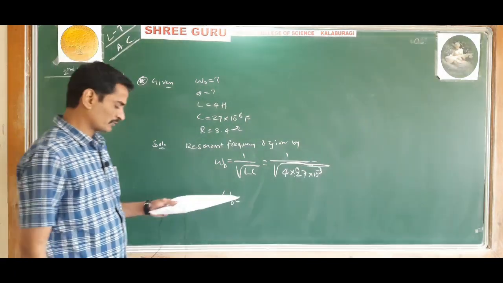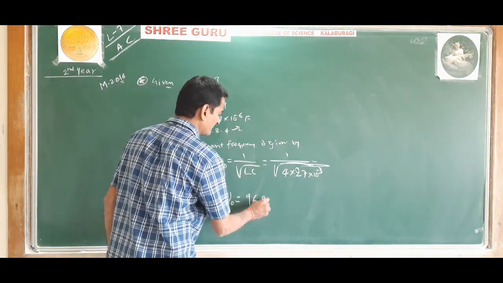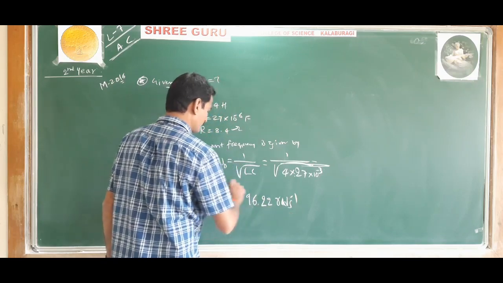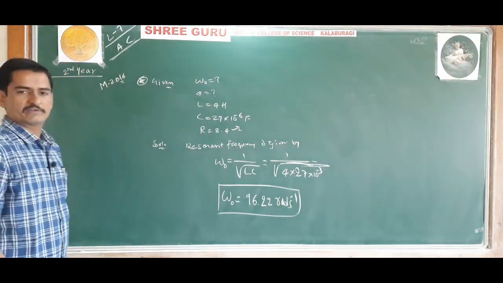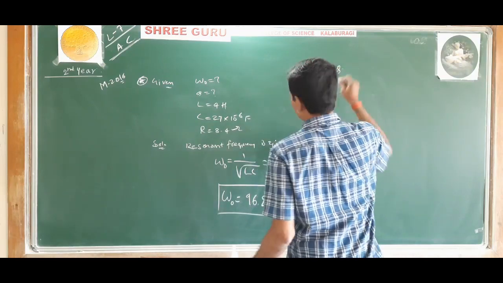So the answer will come out to be, I will read the answer directly, 96.22 radian per second. So this is the value of resonant frequency. Do the calculation. And then we want Q factor, that is Q factor only, no?